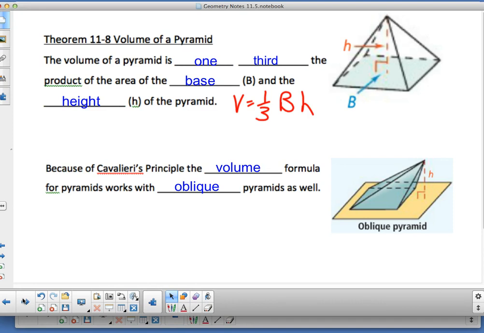Cavalieri's principle. When it's slanted with the oblique, we find the volume the same way. Area of base times height, you take a third of it, you got volume of a pyramid.